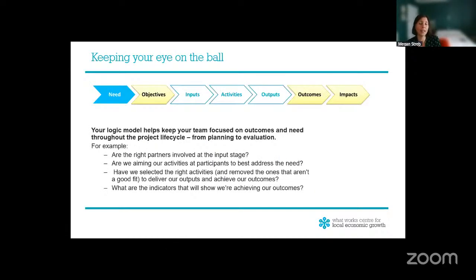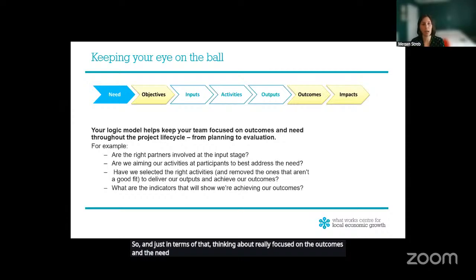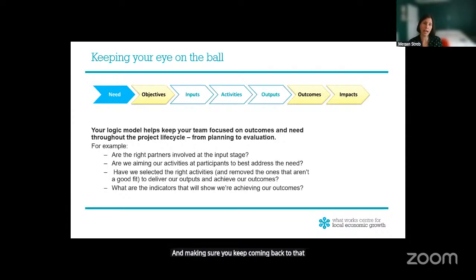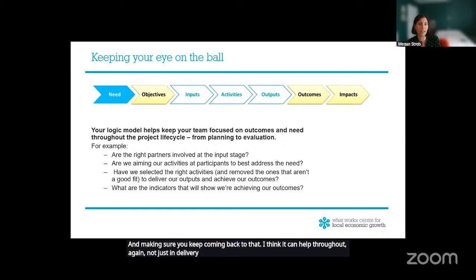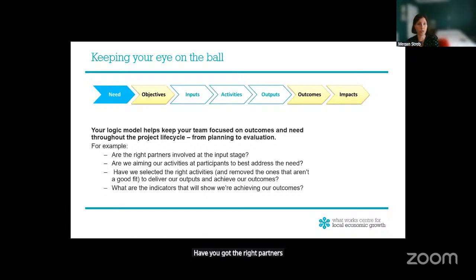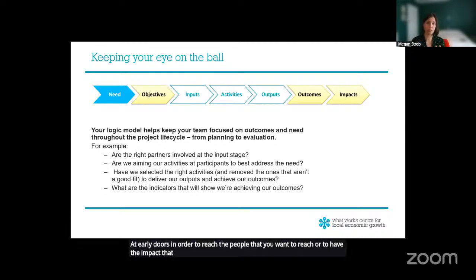So, in terms of that, think about really focusing on the outcomes and the need, and making sure you keep coming back to that. I think it can help throughout. Again, not just in the designing phase, but also in the delivery phase. So, have you got the right partners early doors in order to reach the people that you want to reach or to have the impact that you want to have?